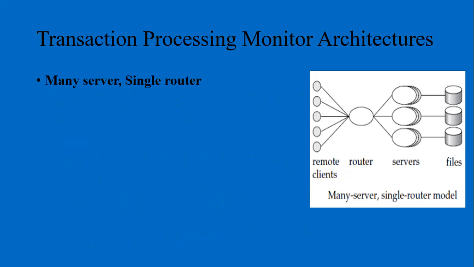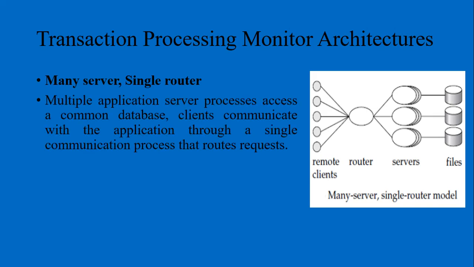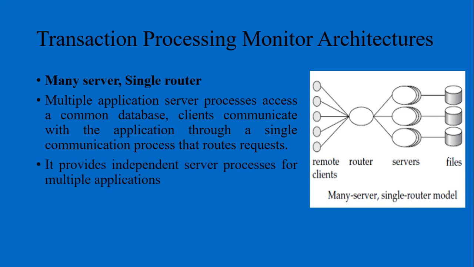So now let us start with our third model, that is the many server single router model. Using this model, we can resolve the problems occurring in the single server model. We can run multiple application server processes that access a common database by allowing clients to communicate with the application through a single communication process that routes the requests sent by the clients. This model supports independent server processes for multiple applications. It can also have a pool of servers, any of which can handle a client session. For example, a client request can be routed to the most lightly loaded server.